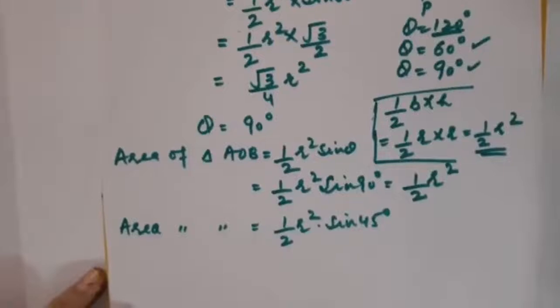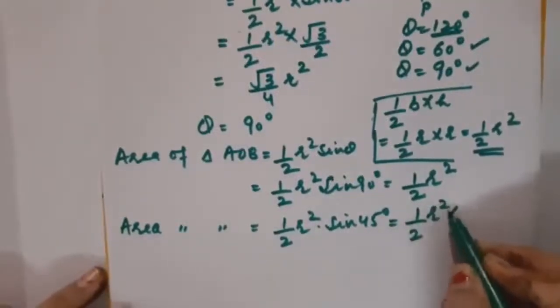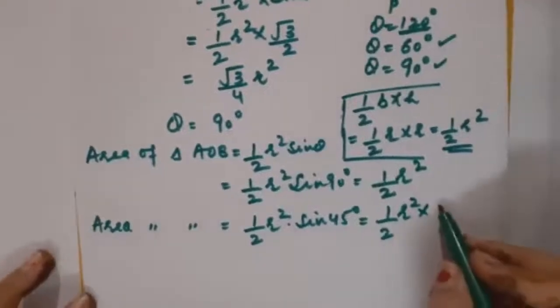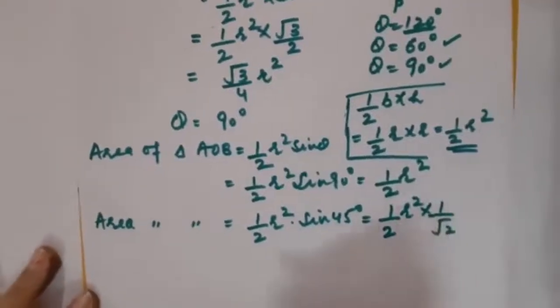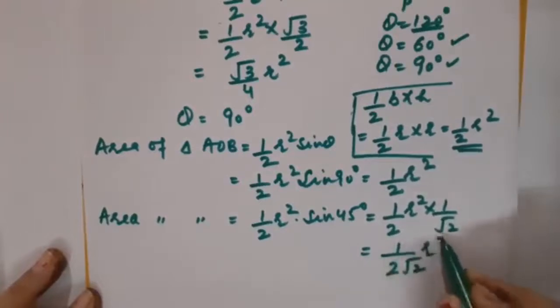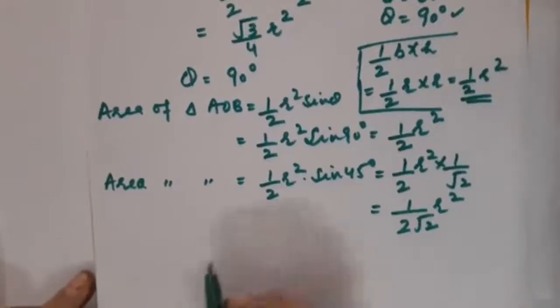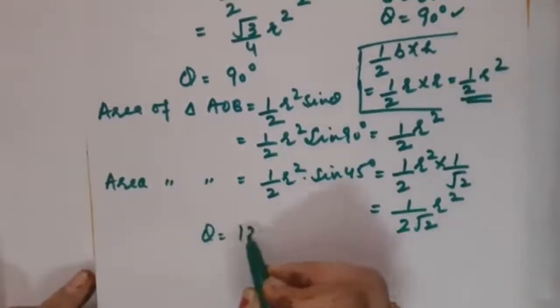Children, you know the value of sine 45? It would become 1 by 2 r square, and sine 45 is 1 by root 2. So ultimately the formula will be 1 by 2 root 2 r square. Clear, children? Okay. Now I am going to switch to when theta is 120 degree.